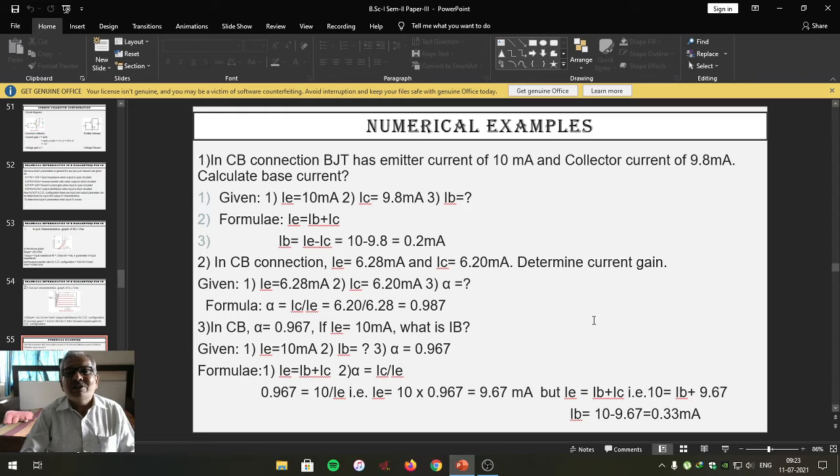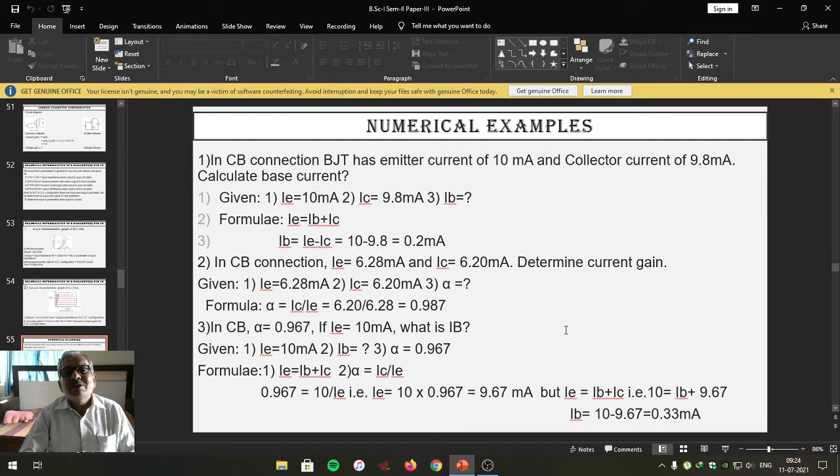Also remember the formula for alpha is equal to IC upon IE, and beta is equal to IC upon IB. Please do remember one more formula, that is the relation between alpha and beta. Alpha is equal to beta upon 1 plus beta, and beta is equal to alpha upon 1 minus alpha.